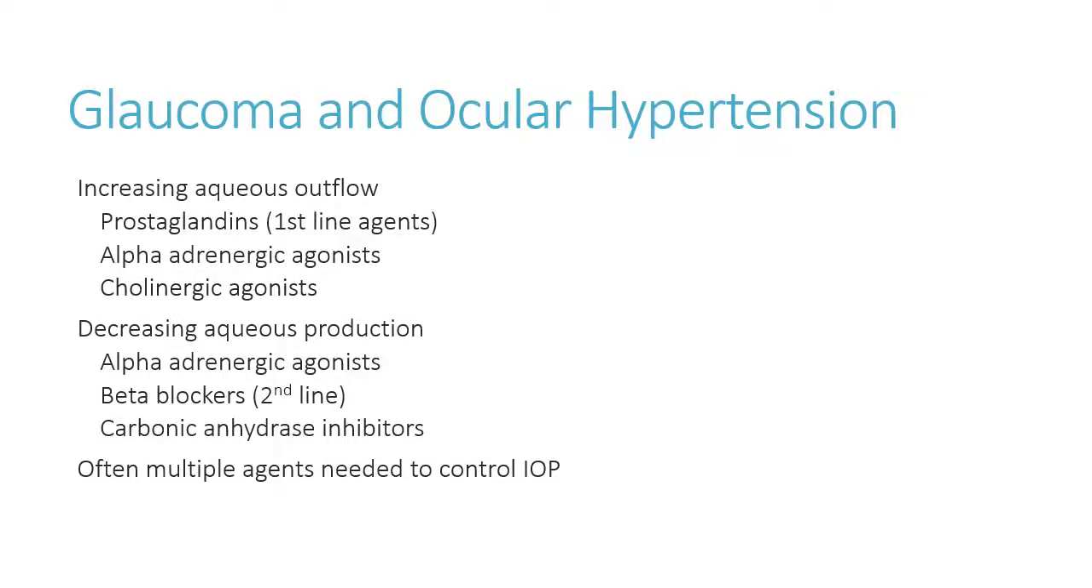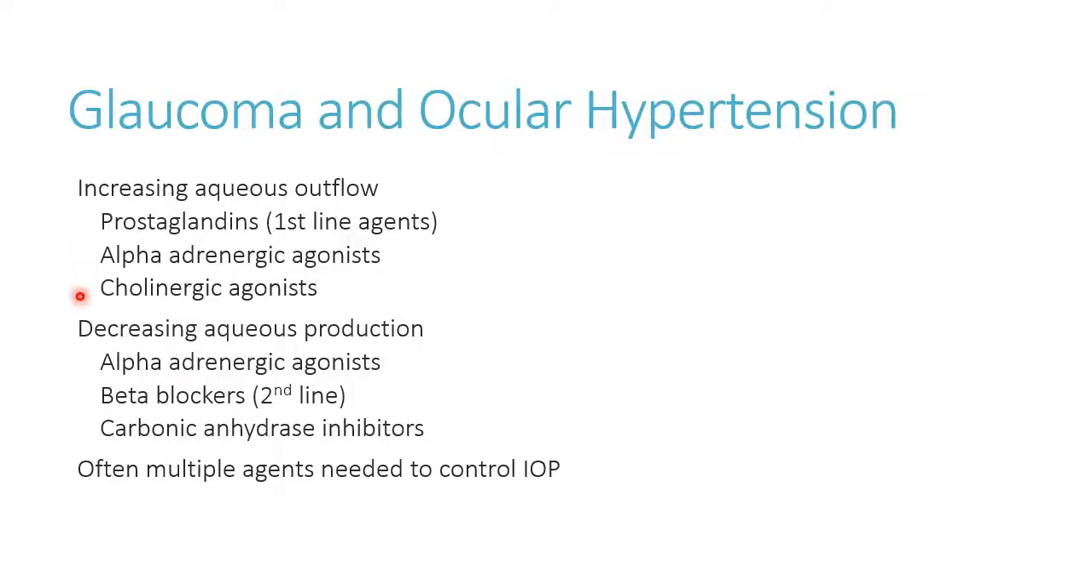Okay, so looking at the groups of drugs, you can reference back to this slide for your categories. The ones that increase aqueous outflow include our prostaglandins. Very frequently these are our first-line agents, but this is all dependent on the patient, as we'll see in a minute. We also have our alpha-adrenergic agonists, which focus on increasing outflow but can also work to decrease production. So this one provides a little bit of double duty, which is good.